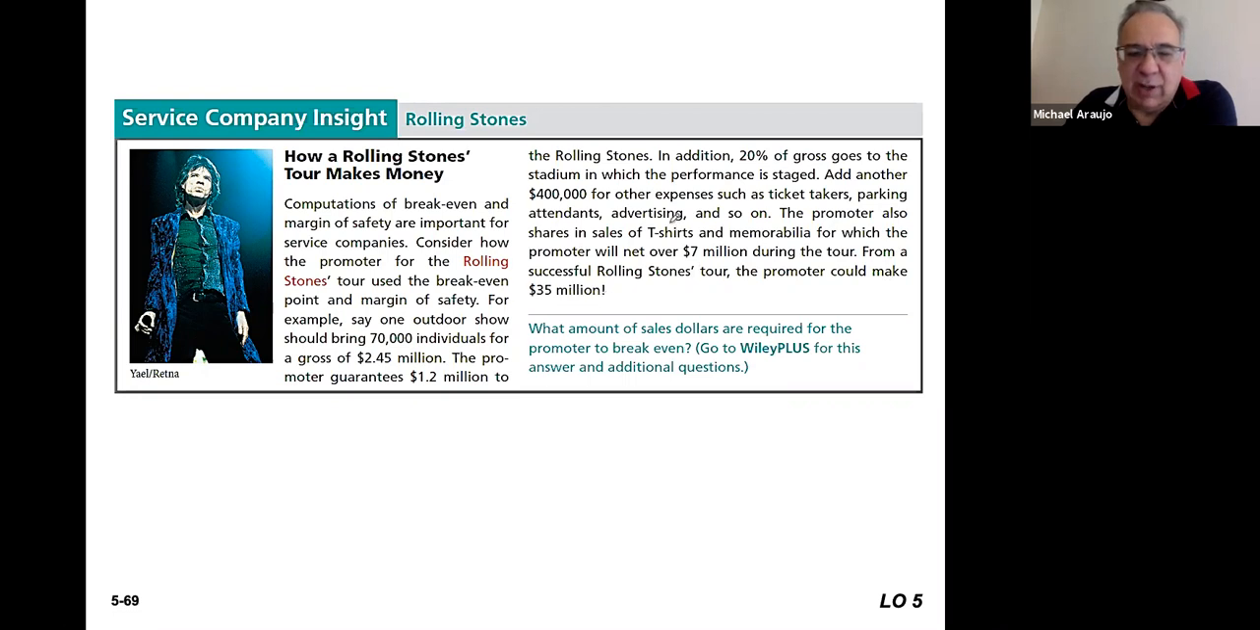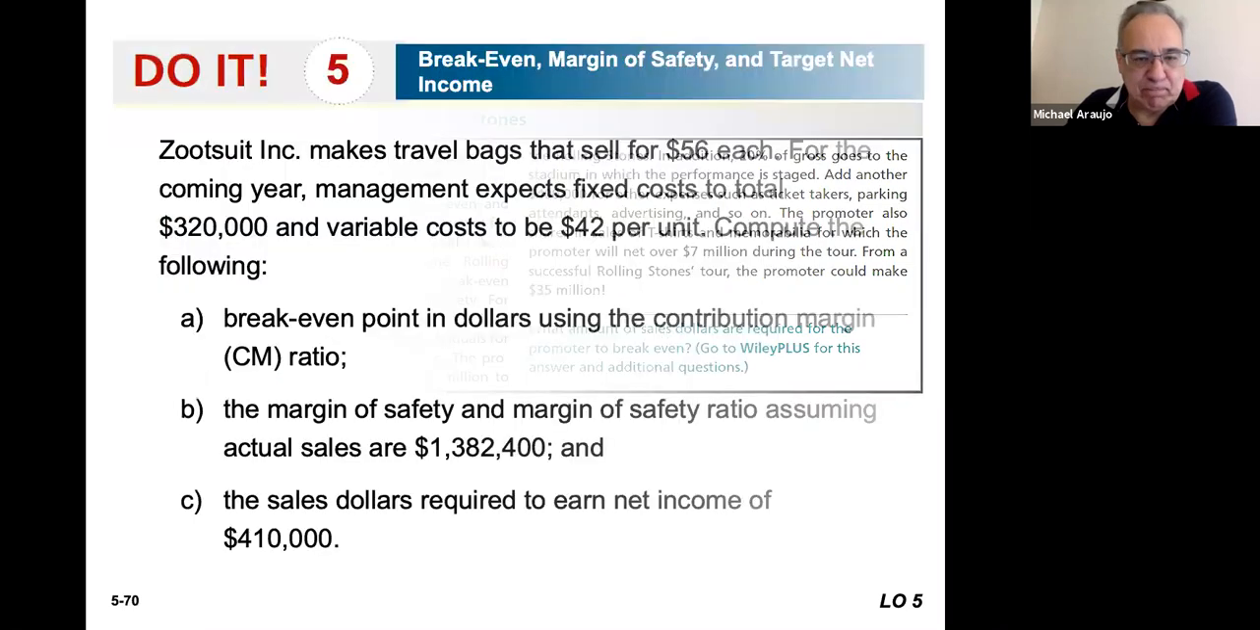So again, you can look at all these numbers if you wanted to calculate the amount of sales dollars to break even for a Rolling Stones concert. But this is basically how it would work. We'd be using all of those methods to calculate, in this case, what the break-even analysis would be and what the margin of safety would be, et cetera.